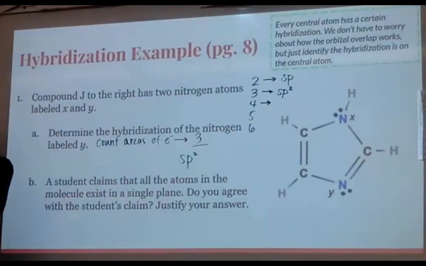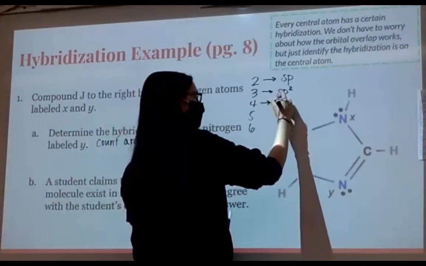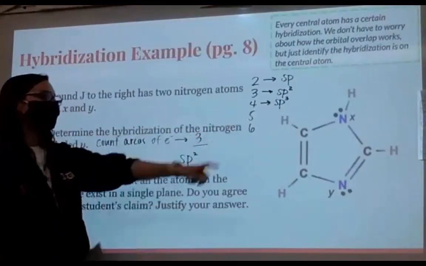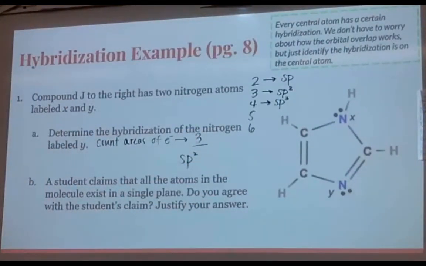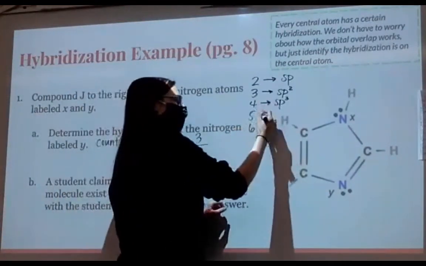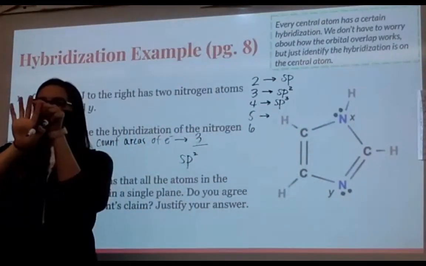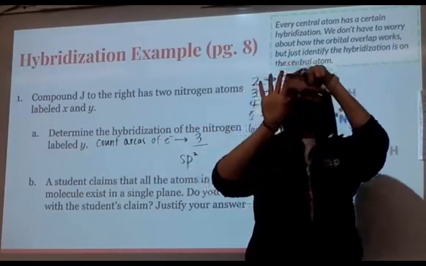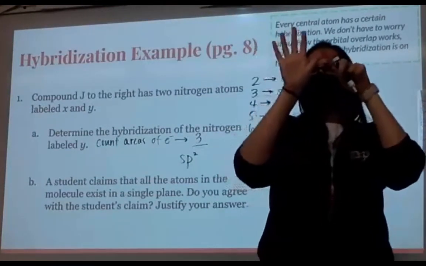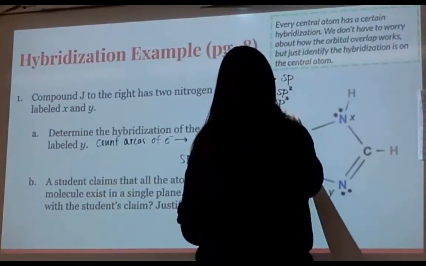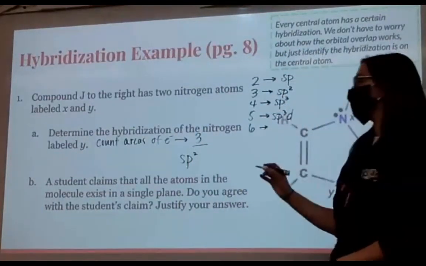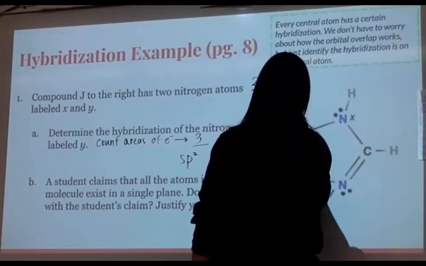4 areas of electrons, 1, 2, 3, 4. We can have 1 s, 3 p's, sp3. So if it's a tetrahedral electron domain geometry, it's sp3 hybridized. Well, now we've run out of p orbitals, right? 1, 2, 3, 4, 5 areas of electrons. We have 1 s, 3 p. Now we're into the d. 5 areas of electrons is sp3d. 6, we're adding another d orbital, sp3d2.